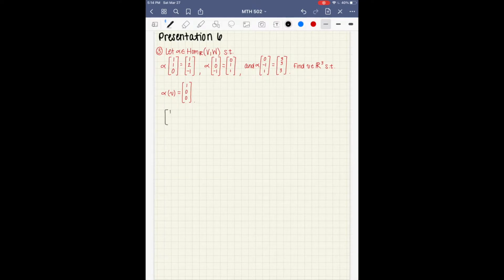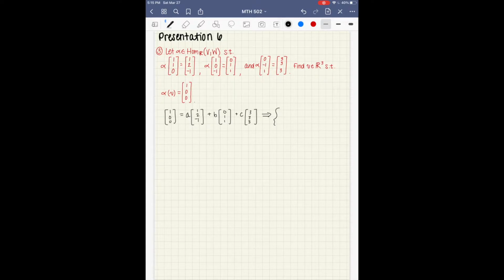So we have (1, 0, 0) is equal to a times (1, 2, -1) plus b times (0, 1, 1) plus c times (3, 3, 3). So now we're going to set up a system of equations using this part.